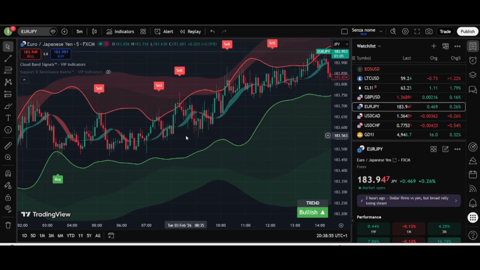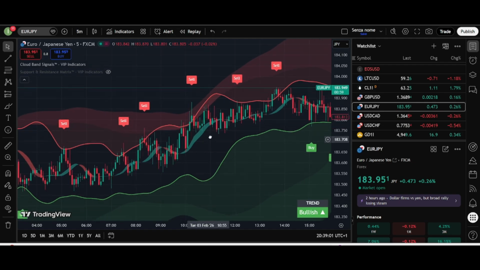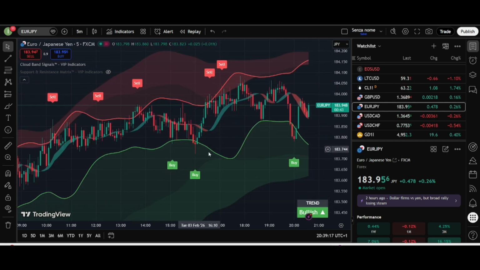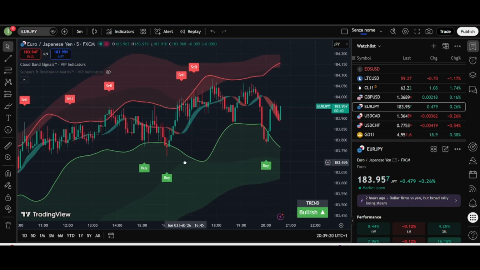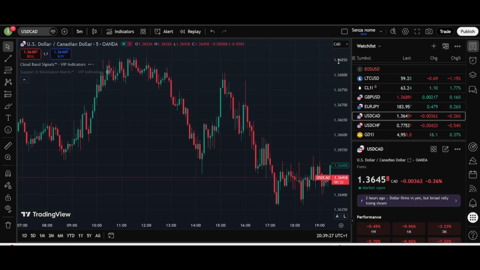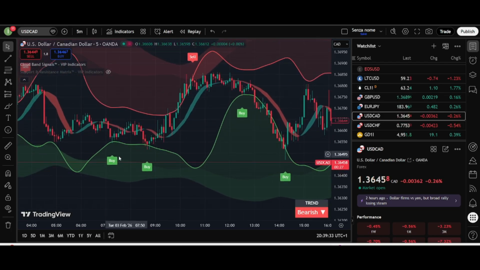indicator, honestly, I wouldn't take all these sell signals, because as you can see, the candles are way far from the lower band. So honestly, maybe a buy signal here, but it's not a pair that I trade often, because of very low volume. USD Canadian dollar, we got pretty good signals.